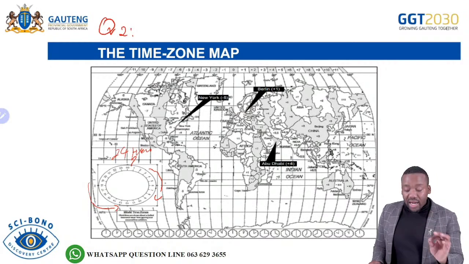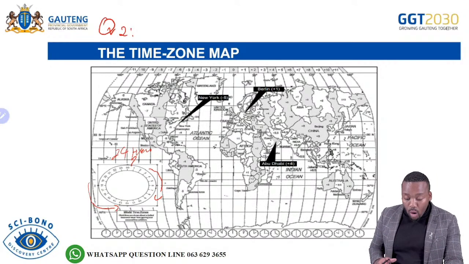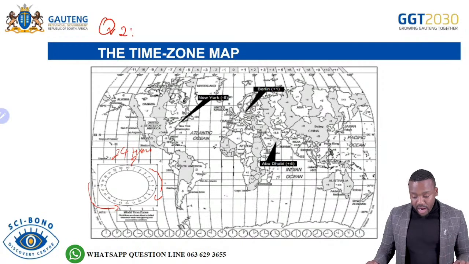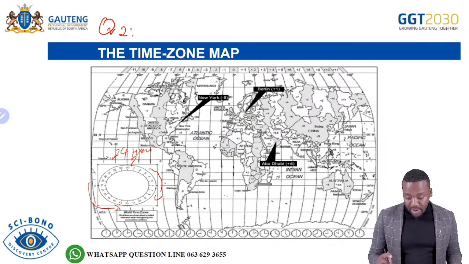You will see the instructions will say read or study the following time zone map. That's the thing. So it means that you need to highlight your map. Your map should not be blank, especially if you've been practicing this with your educator. This is the time zone map that you're going to get. Let me just try to label it.